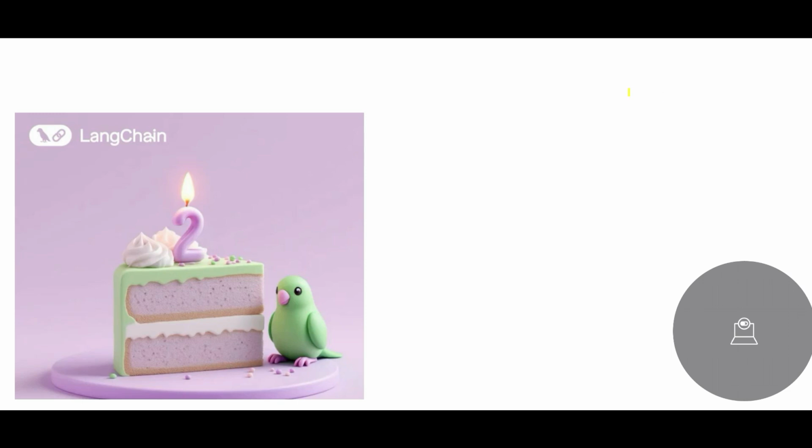Hi, let us look at LangChain. So LangChain has completed 2 years of its existence. In my previous parts, I did explain what LangChain is. Very useful for generative AI. If you want to create a sequence of AI routines, you can use LangChain.